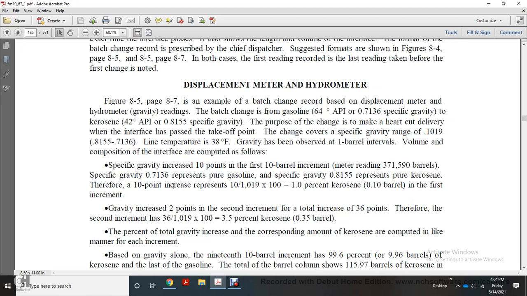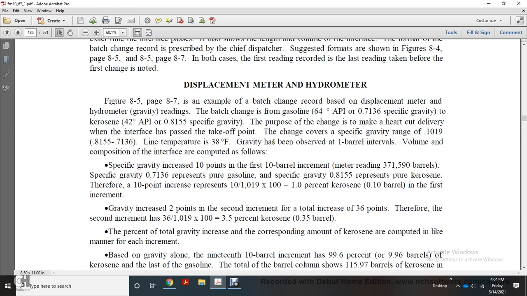Batch change from gasoline, 64 degrees API, 0.7136 specific gravity, to kerosene, 40 degrees API, 0.8155 specific gravity. The purpose of the change is to make a hard cut delivery, with the interface passing the takeoff point. The change covers the specific gravity range of 0.8155 minus 0.7136, which is 0.1019.